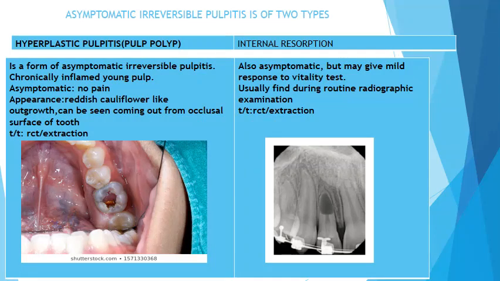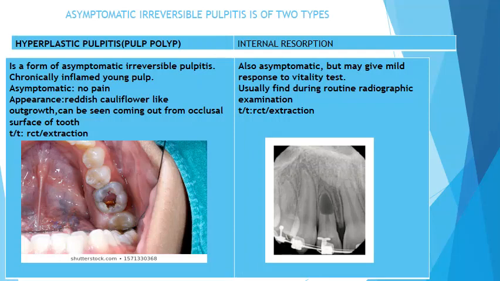Now, asymptomatic irreversible pulpitis is further of two types. Like you can see, two conditions in asymptomatic irreversible pulpitis might be asked in the questions, and you have to answer what kind of pulpitis it is. So remember this: if you encounter hyperplastic pulpitis or a pulp polyp, or you see a picture of a pulp polyp or internal resorption, these are a form of asymptomatic irreversible pulpitis. It is not a type, it's a form.